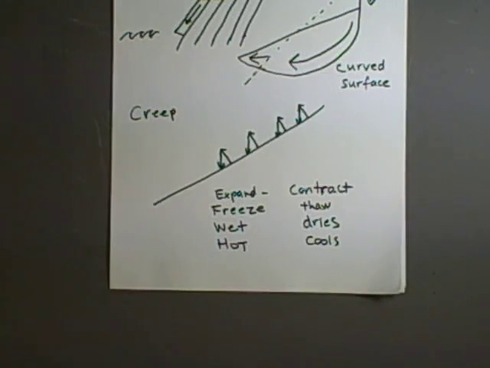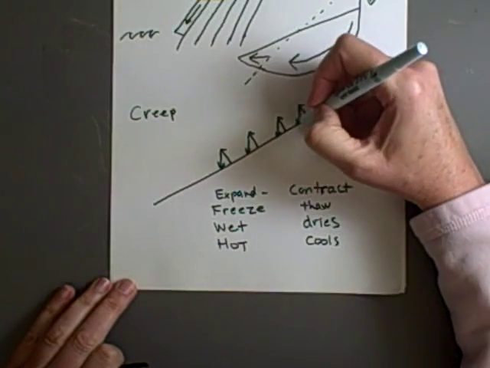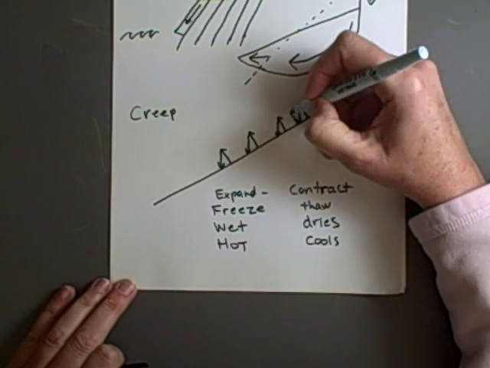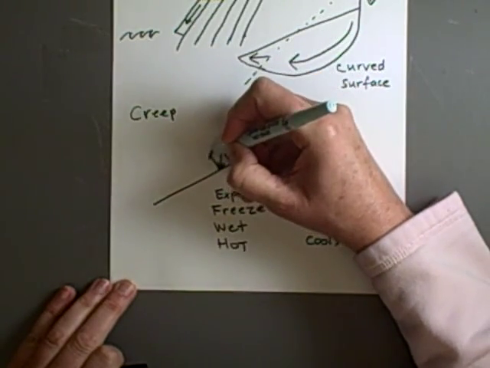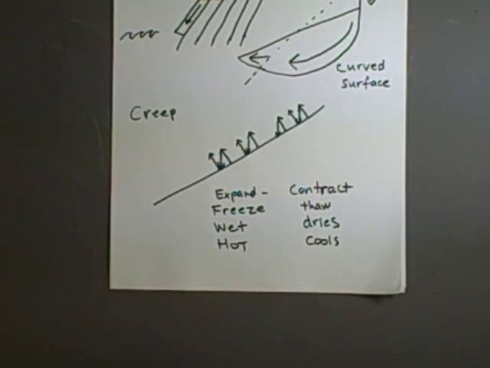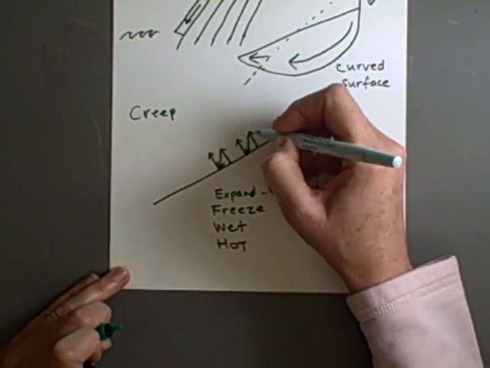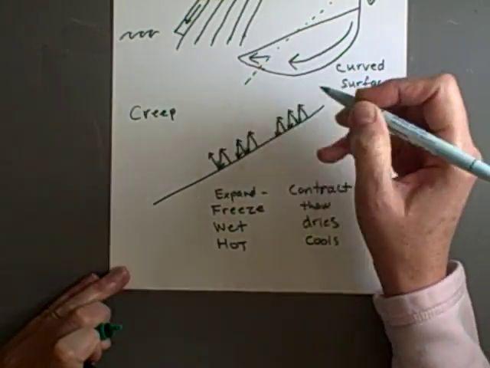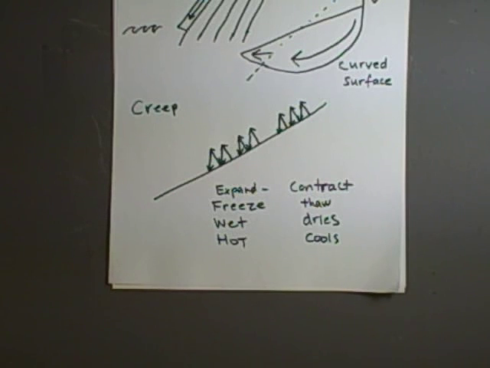Okay, and then there it is on the surface again. Next time we have a freeze or a wet or a hot period, up it moves, again, perpendicular to the surface of the Earth. And then when it thaws, dries, or cools, down it moves towards the center of the Earth. Okay, so that's the slow down slope movement. And I will be asking you guys to draw these, so make sure you're comfortable with this.